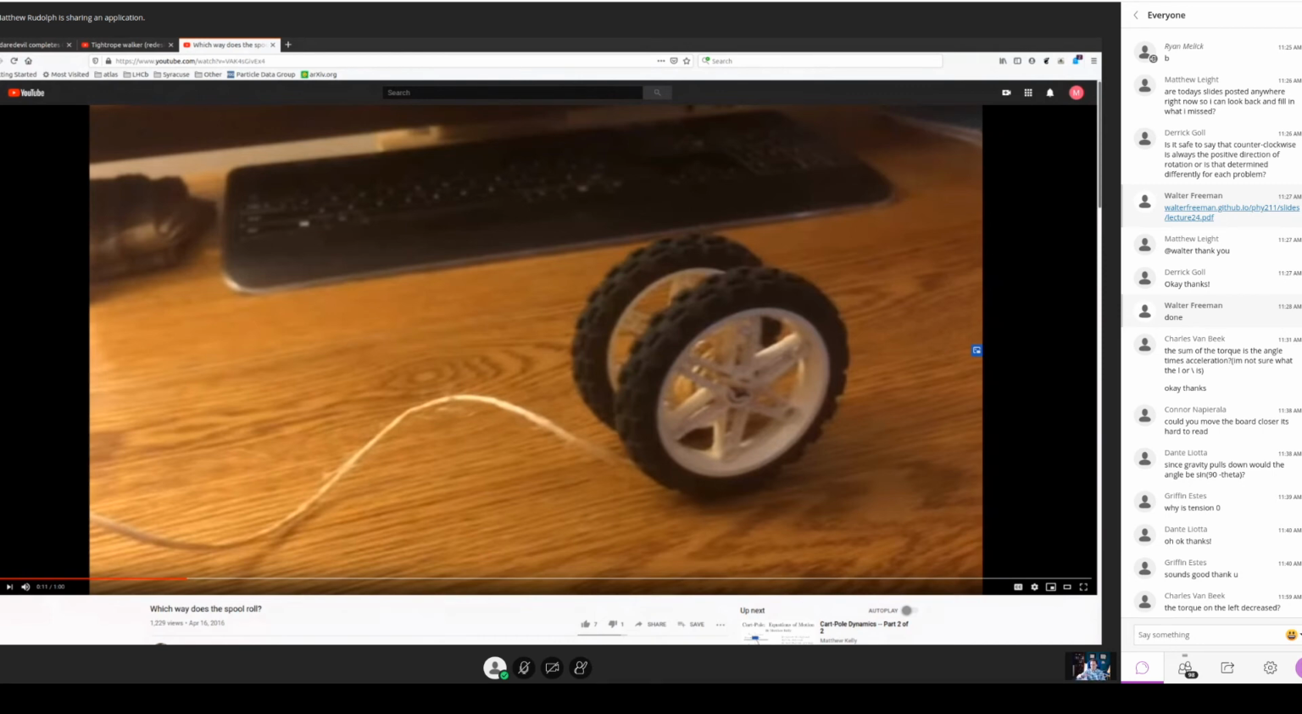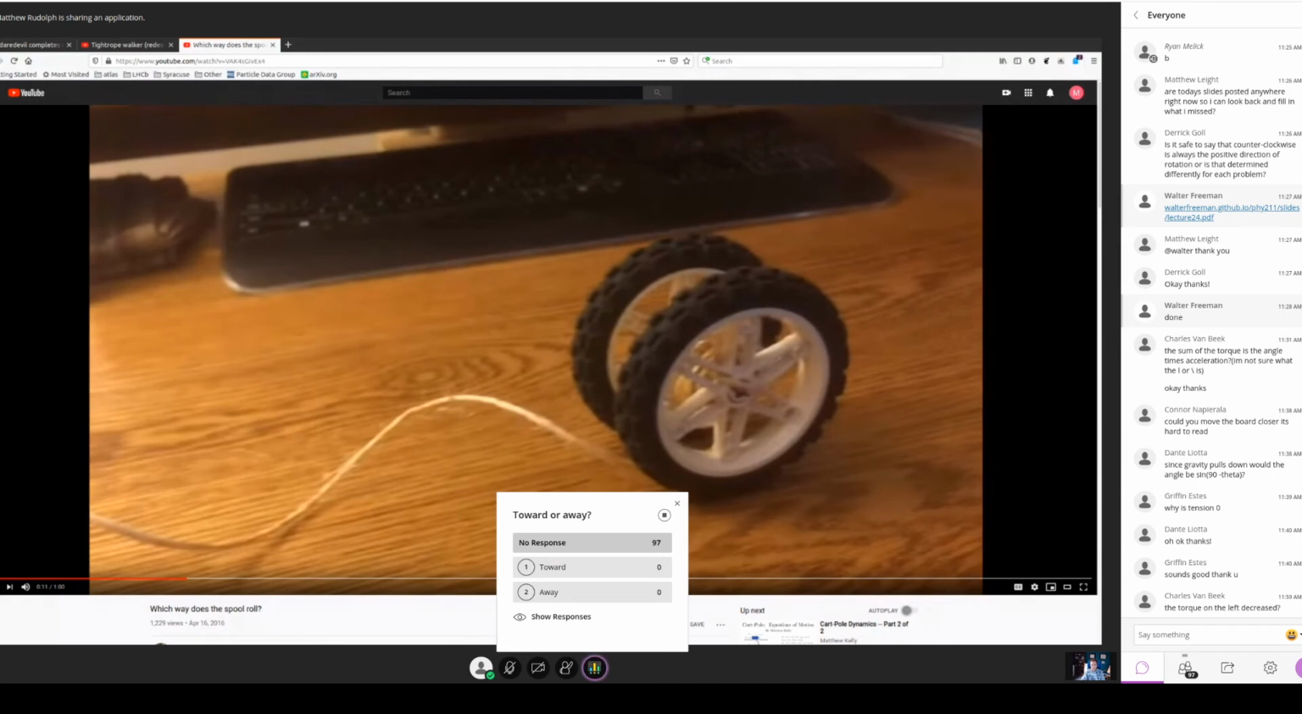So if the string is wrapped around this inner circle and it pulls out the bottom, like in the picture he showed, and then he pulls it horizontal to the table, the question is, which way do you think the wheel is going to roll? Is it going to roll toward the pull or away from the pull? And the hint I'm going to give you as you think about this for a second is think about the torques maybe instead of the force of the pull.